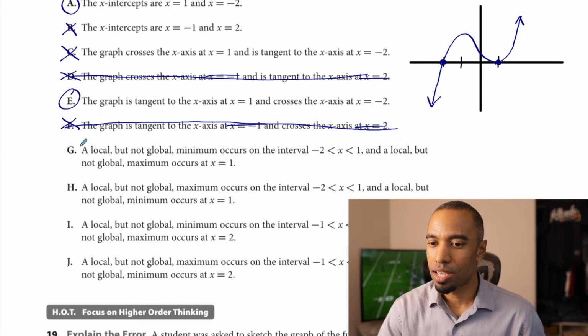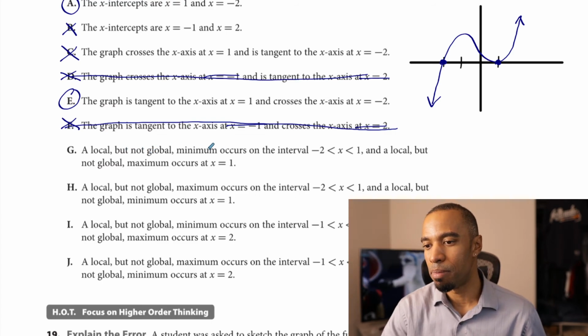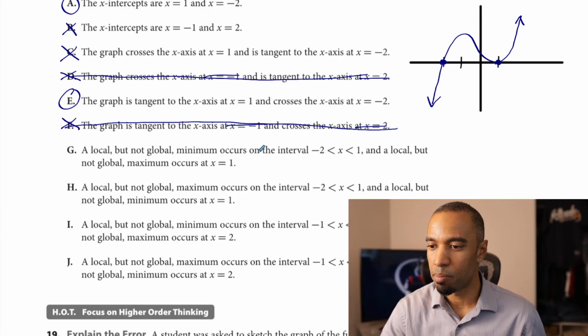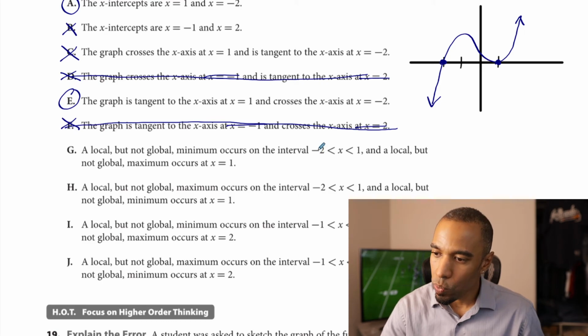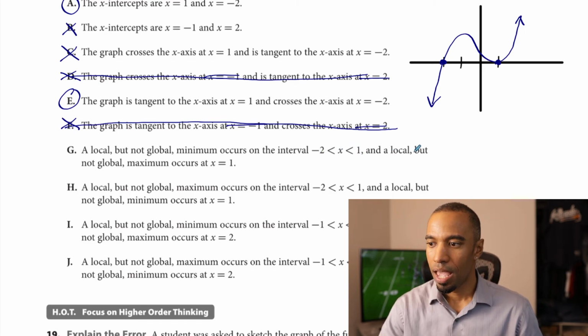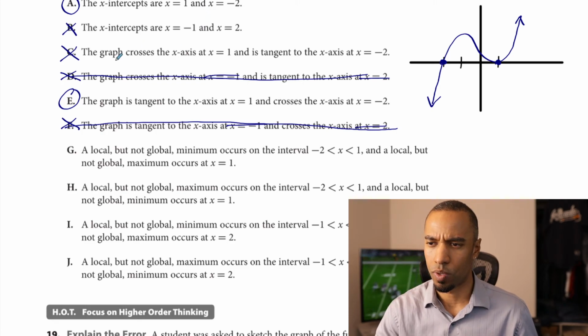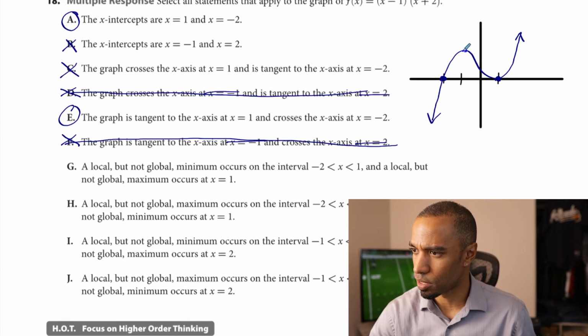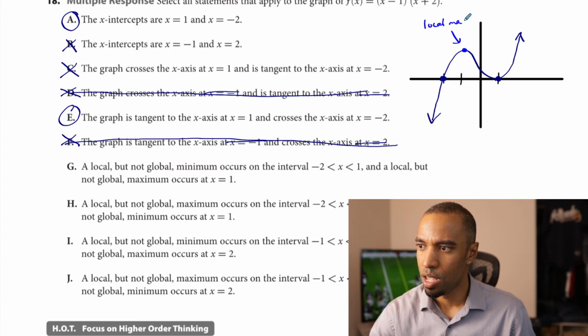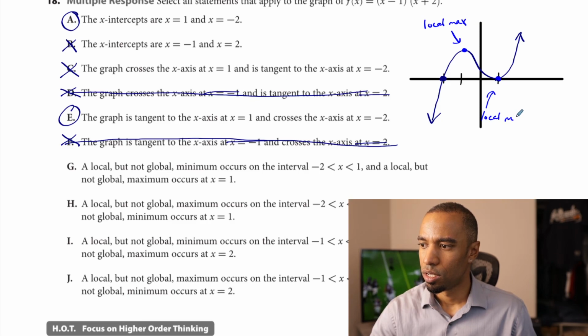Okay. There is a local but not global minimum on the interval between negative 2 and 1, and a local but not global maximum occurs at x equals 1. Okay, let's go to some more of the features here. Let's look. So there's a turning point right here. This is a local max. There's a turning point right here. That's a local min. Okay, so we have a local max. We have a local min.